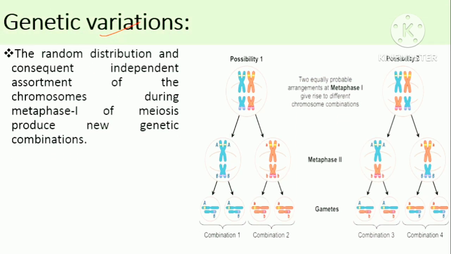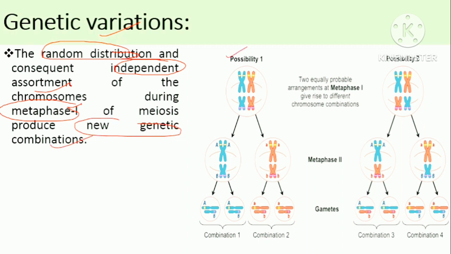Next, genetic variations. Due to independent assortment during meiosis, that also leads to some variations. So the random distribution and consequent independent assortment of the chromosomes during metaphase 1, at the time of anaphase 1 of meiosis, produces new genetic combinations.